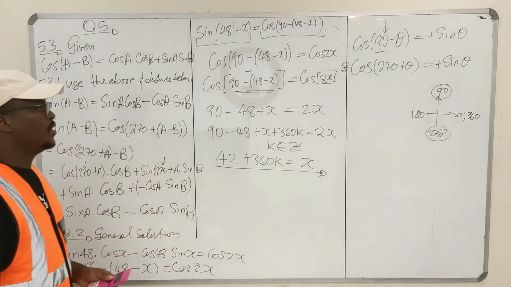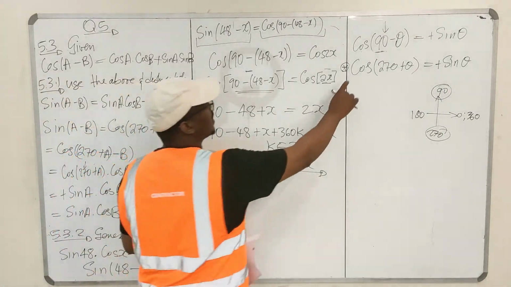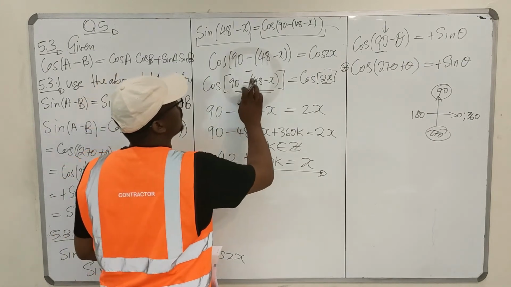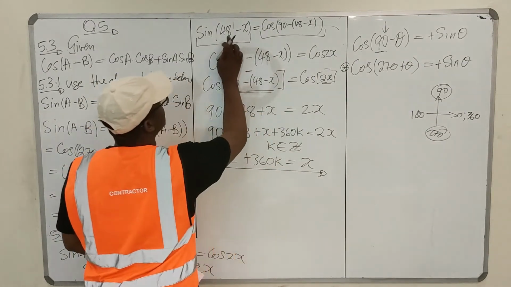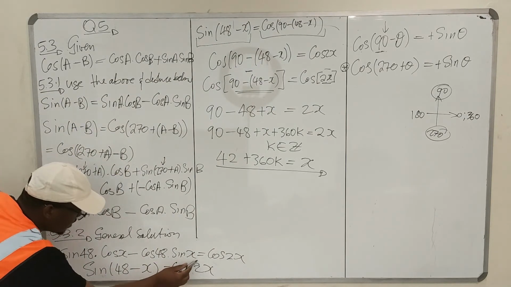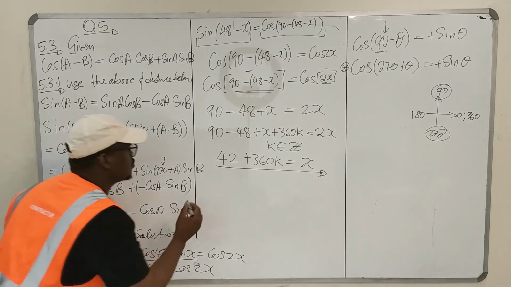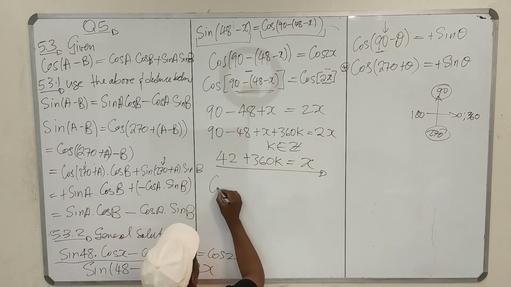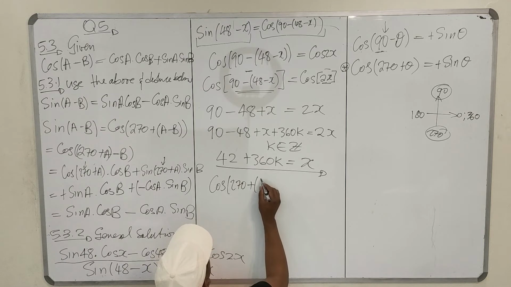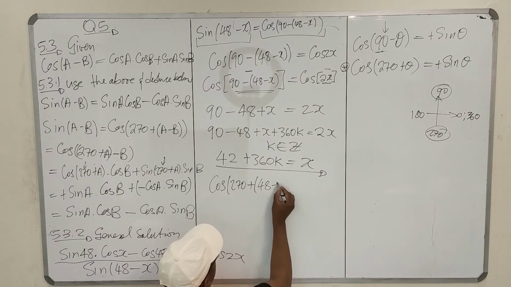First one. The second one, we'll get it from here and say, okay, now this part here, which is the left hand side, it is also equal to what? It is also equal to cos 270 plus 48 minus x.